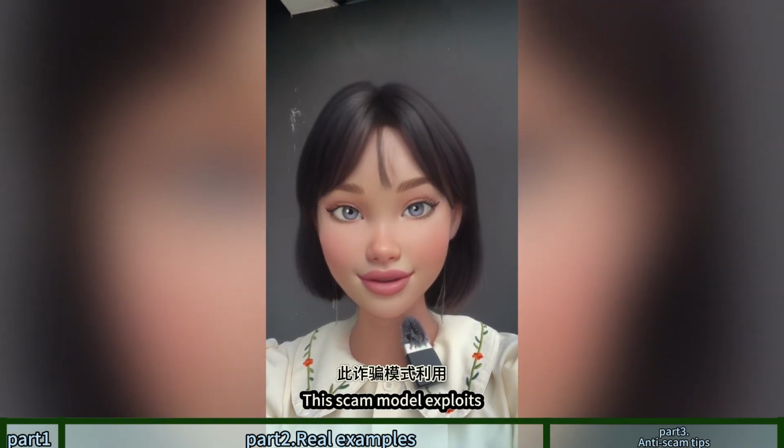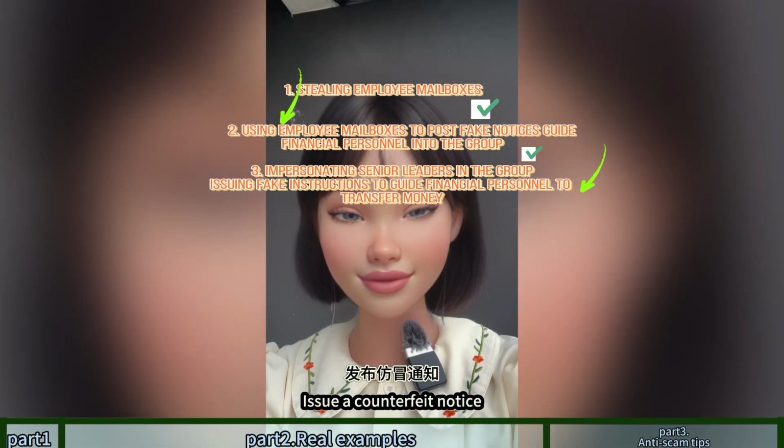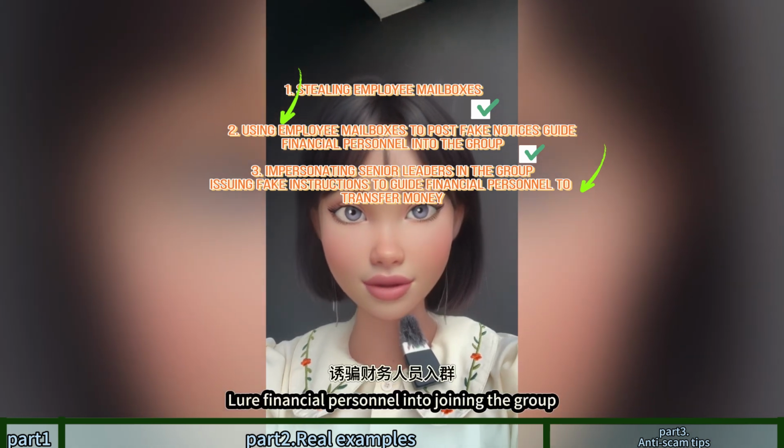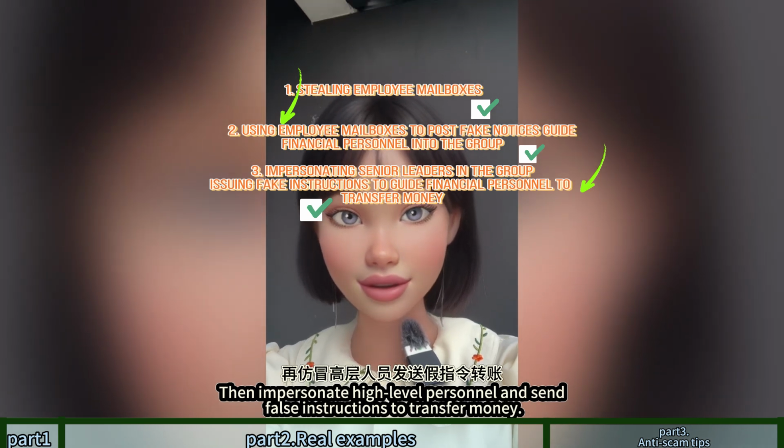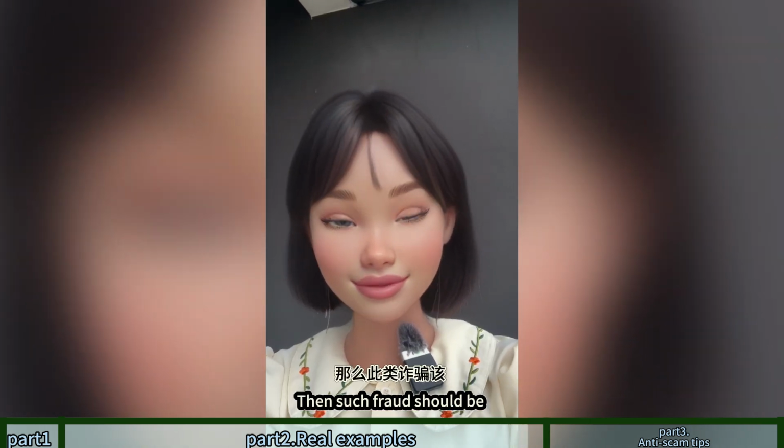This scam model exploits purloined employee mailboxes to issue a counterfeit notice, luring financial personnel into joining the group, and disguising daily discussion to build trust. Then the fraudsters impersonate high-level personnel and send false instructions to transfer money. So how should such fraud be prevented?